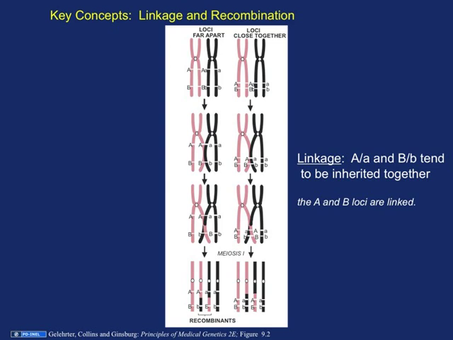What if A and B are really close to each other and the recombination occurred above it so that they got swapped together?